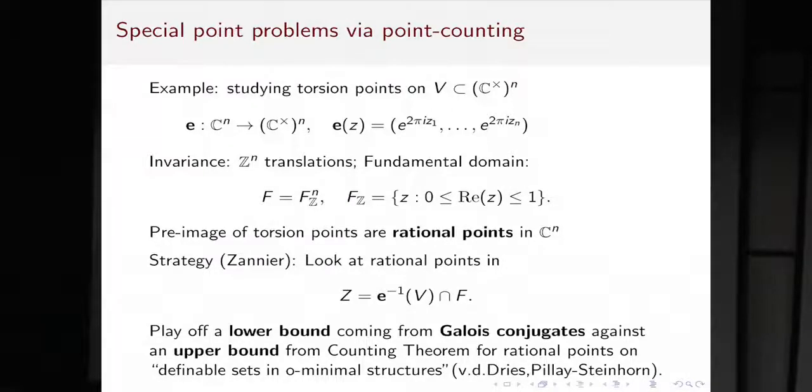So this set Z is an example of a definable set in an o-minimal structure, which I don't want to go into. This is a notion coming from the model theory of real exponentiation and developed in work of van den Dries, Pila, and Steinhorn initially.